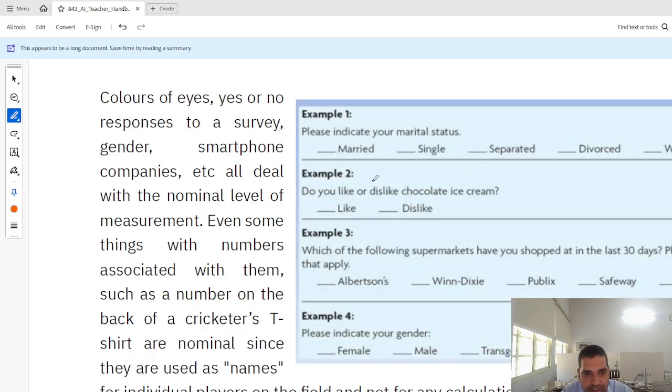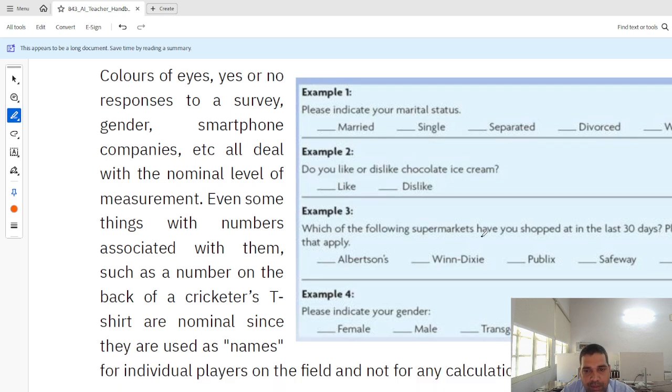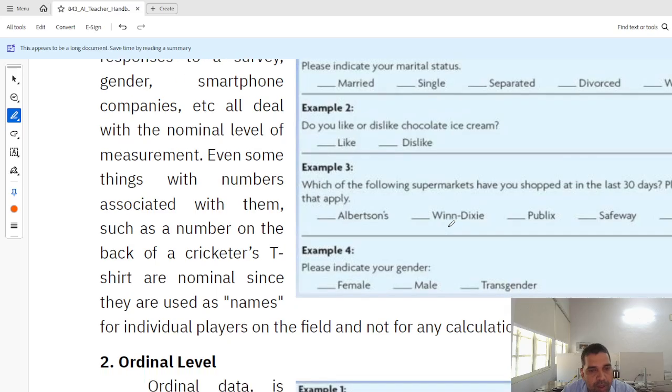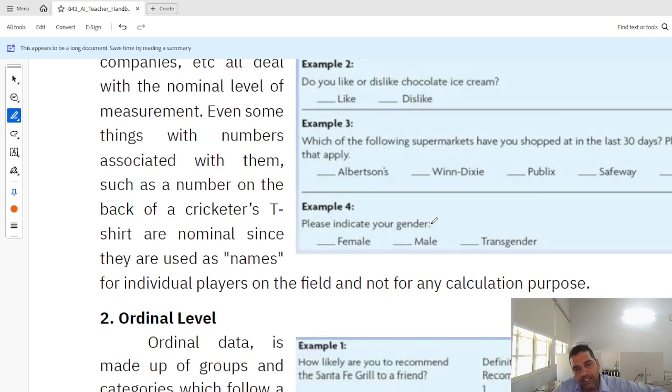All these are nominal. Do you like or dislike chocolate? Like and dislike are nominal. Here, which of the following supermarkets have you shopped? So a name is given: Albertsons, Winn-Dixie, Publix. These are nominal. Similarly, here you can see indicating the gender, like male, female, transgender.